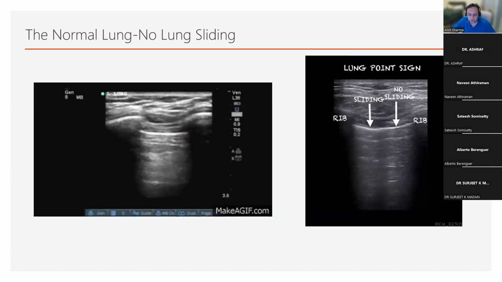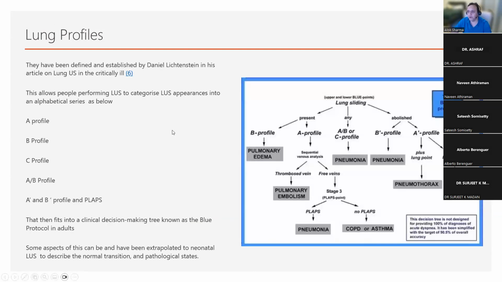Any questions so far? That's a very quick revision. Any questions that you have before we move forward to the next topic, which is very crucial? If intubation is deep to one lung, the other lung is not sliding.